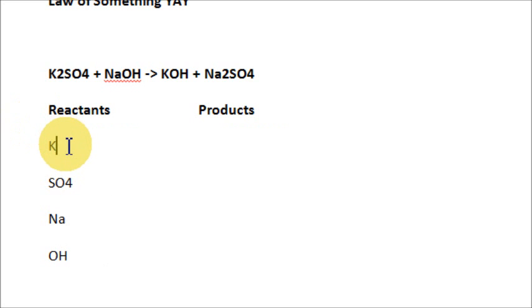Anyway, OH. So over here, you've got the same thing. You've got K. You've got SO4. You got sodium, and you got some hydroxide, OH. So on the reactant side, there are 2 Ks, 2 potassium, 1 sulfate, 1 sodium right there, and 1 OH.